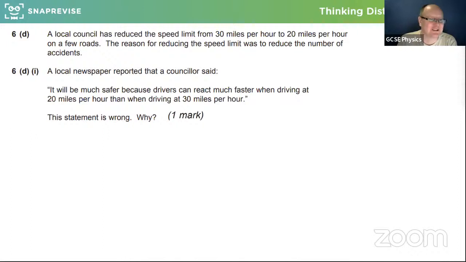And then the question states that this statement is wrong and why. So this is for 1 mark. You've got to state why this councillor is wrong in stating that cars will react quicker at 20 miles per hour. Again, it's a typical example of how in everyday speech, science gets a little bit misquoted or gets a little bit wrong. So why is that wrong? I'll give you a moment, if you want to pop any ideas in the chat, I'll get on and give you the answer in just a second.